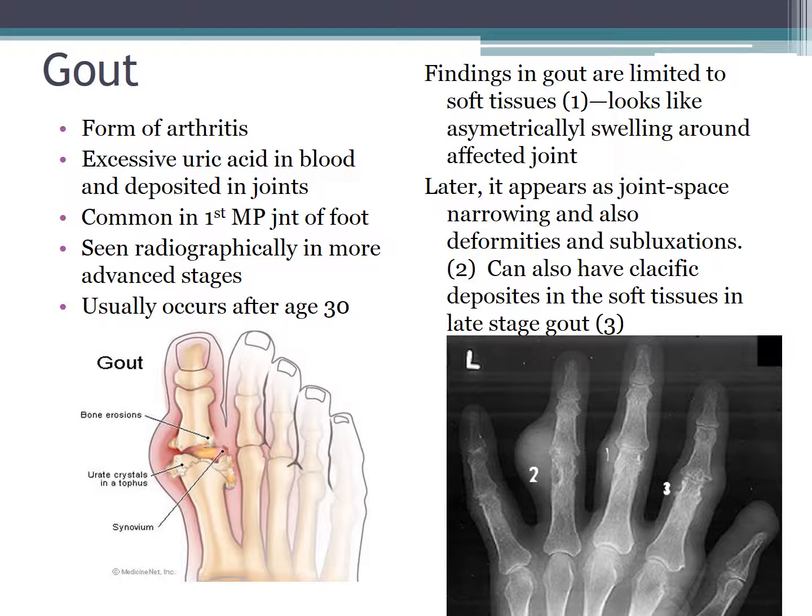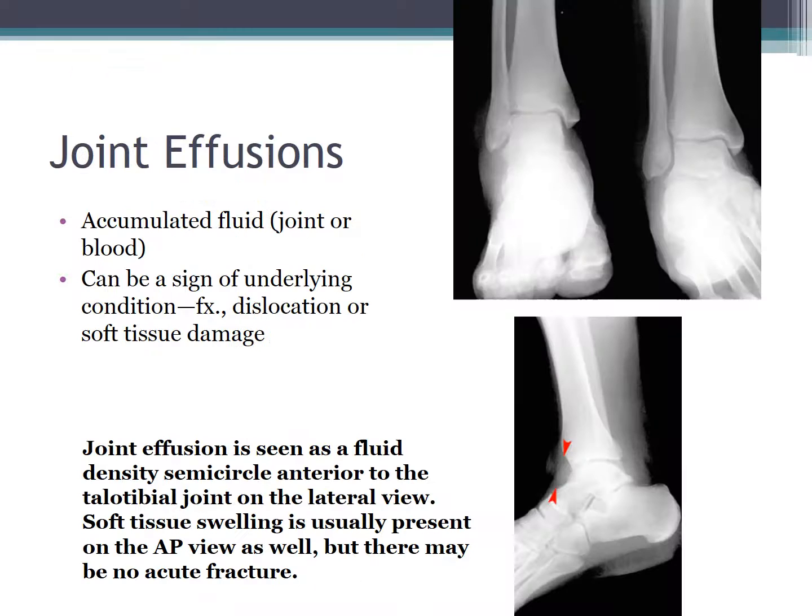Gout is a form of arthritis. We've talked about osteoarthritis and rheumatoid arthritis. Gout is very common in the feet and ankle area, so that's why it's in this section. You can also have joint effusions in the lower leg, just as I talked about in the upper. And again, this could be blood or it could be joint fluid.